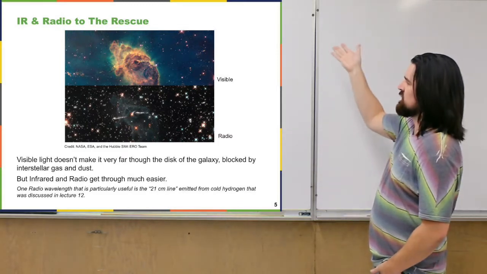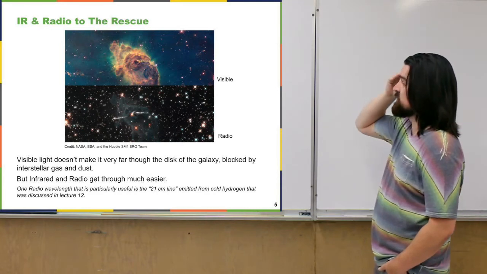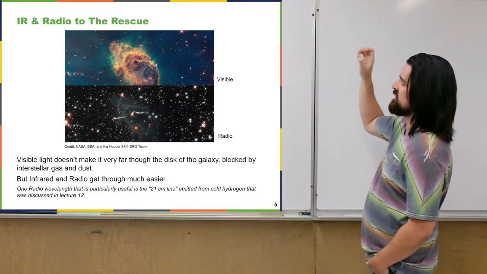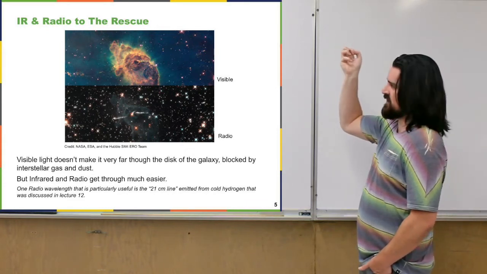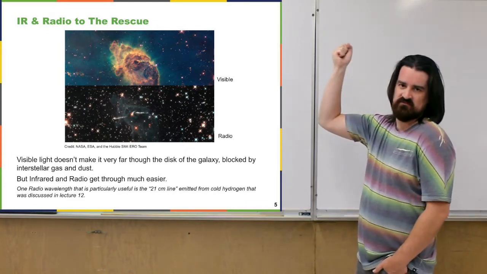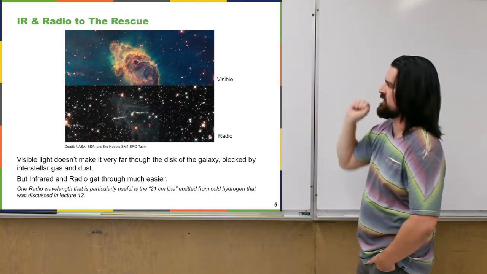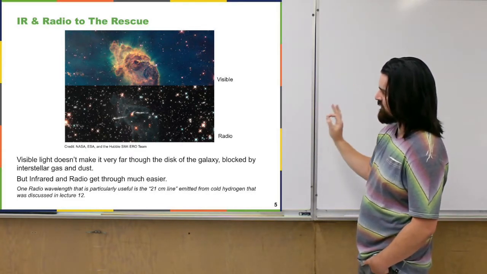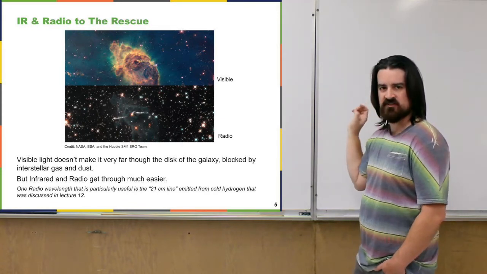As an example, this is looking at, I don't recall which nebula this is exactly, it's part of a nebula, and if you look at it in the visible range, the gas and the dust that makes up the cloud of that nebula, you don't really see anything, you don't see into it, you don't see past it, right? Visible light gets blocked by all that gas and dust. However, if you look in the radio, we can see through that cloud of gas and dust.